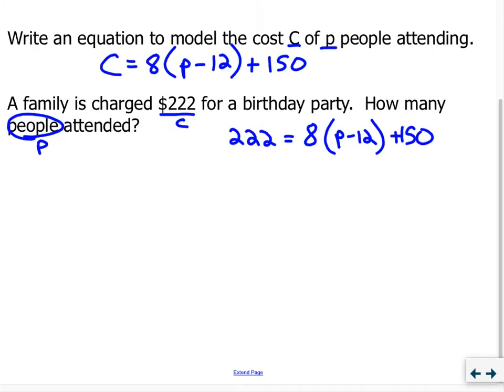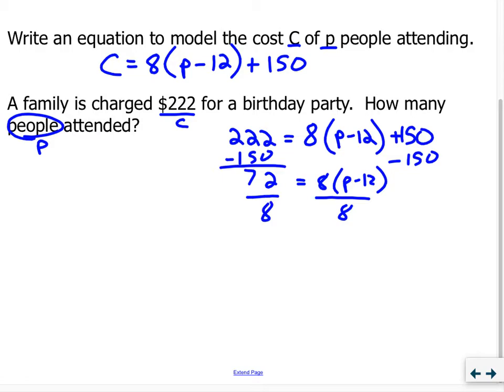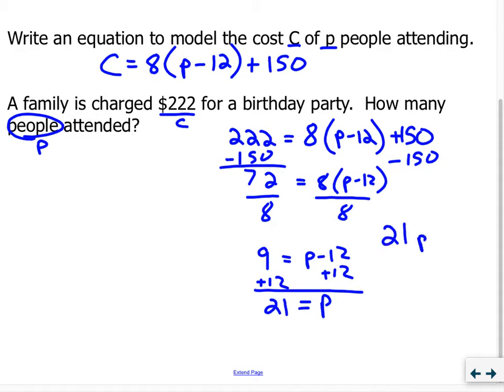So the first thing I'm going to do is undo it by subtracting 150. And that gives me 72. Next, I'll divide both sides by 8. 72 divided by 8 is 9. Let's keep undoing. Add 12. P is 21. So how many people went to this party? 21 people did. Hope they had fun.